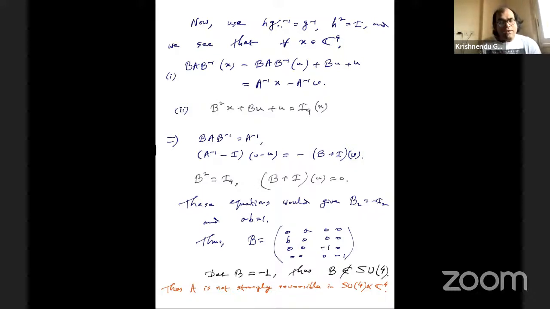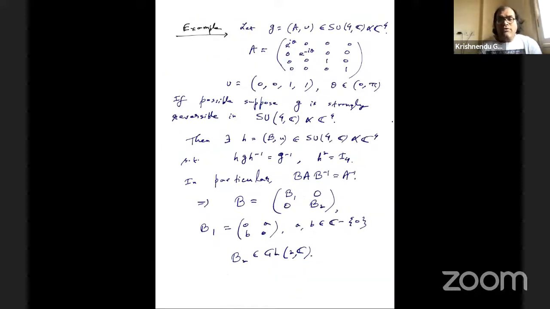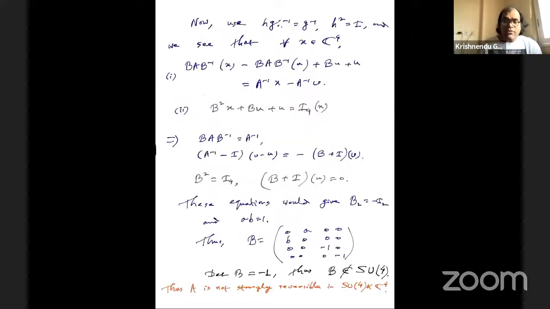Now apply B^2 equal to identity, you will get (B plus I) applied to u is equal to 0. Now these three equations, if you look at them carefully, would give you B2, this second block, as minus identity, and ab equal to 1. So my B will be of this form. So the determinant of such a B is -1, and hence B does not belong to SU(4). So the assumption that we started with, that if possible, suppose g is strongly reversible, cannot hold, because following our relations, we end up with a matrix which has determinant -1. So g is not strongly reversible in SU(4) semi-direct product C^4.